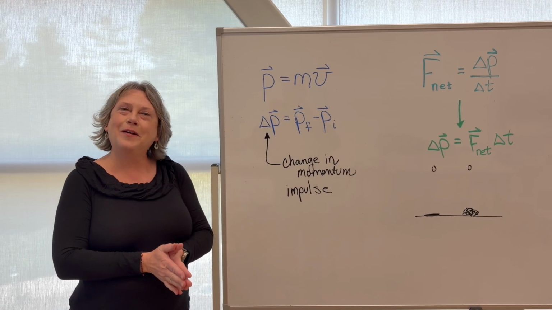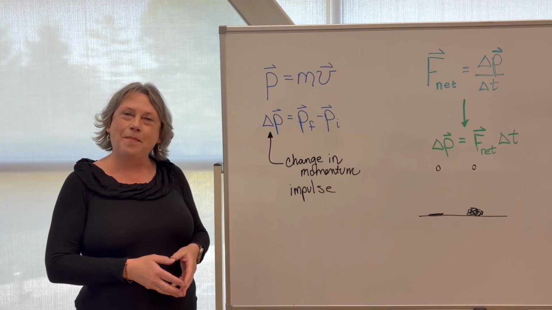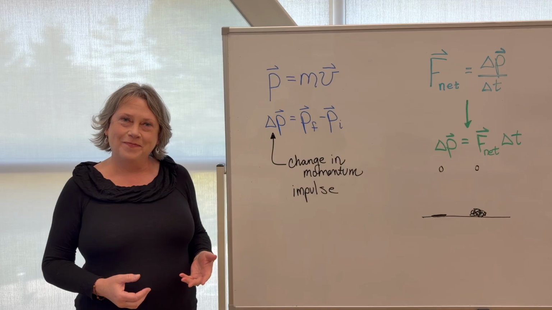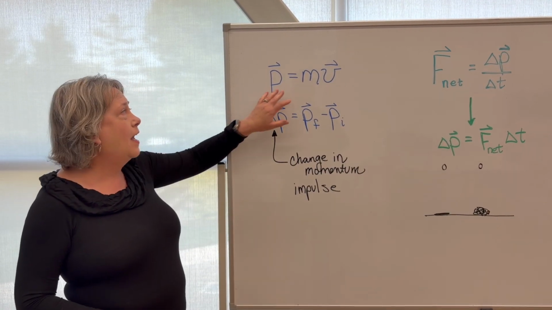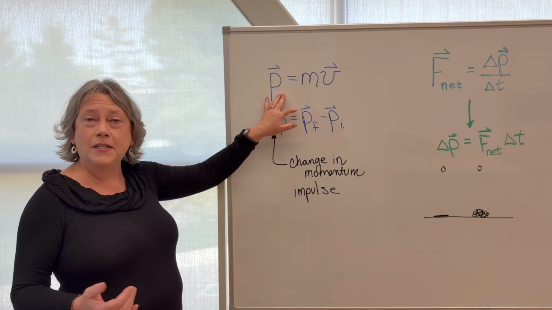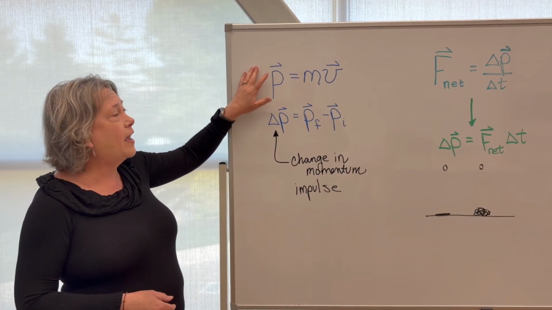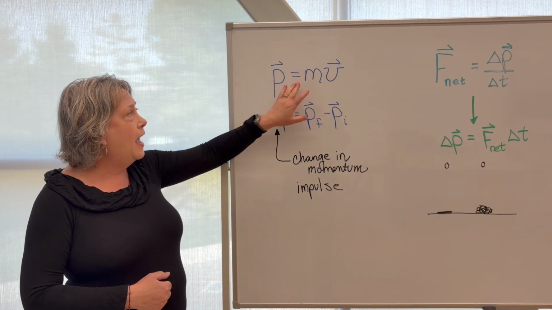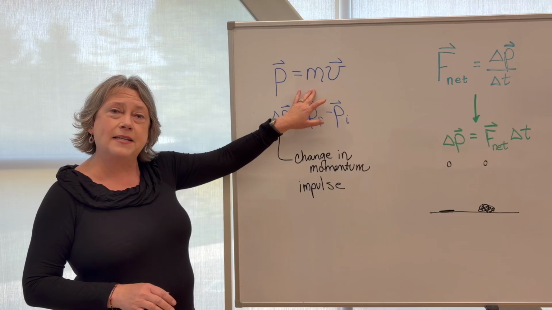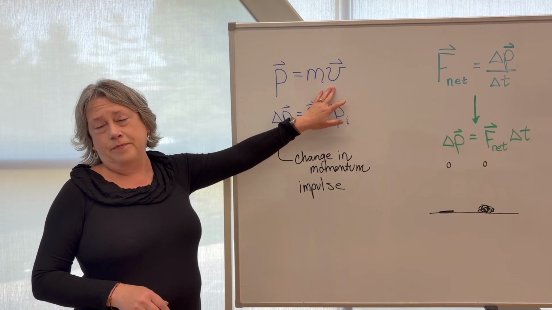Hello, and welcome to the unit on linear momentum and collisions. We're going to start by defining a new quantity, and that is linear momentum. It's a lowercase p with a vector over it because it is a vector. It will have direction. And by definition, this is mass times velocity.